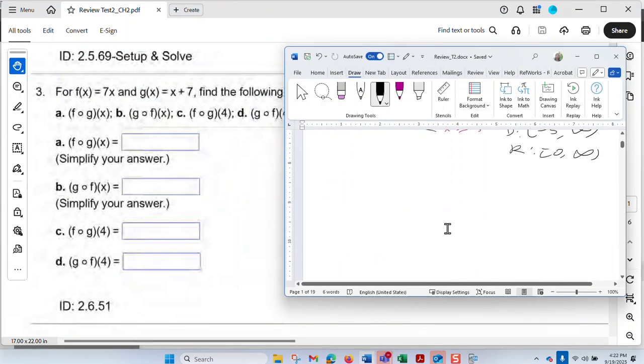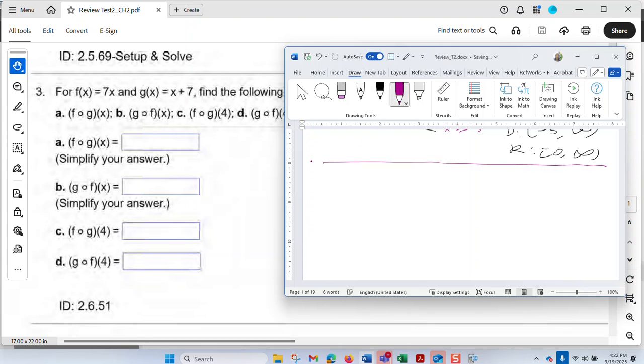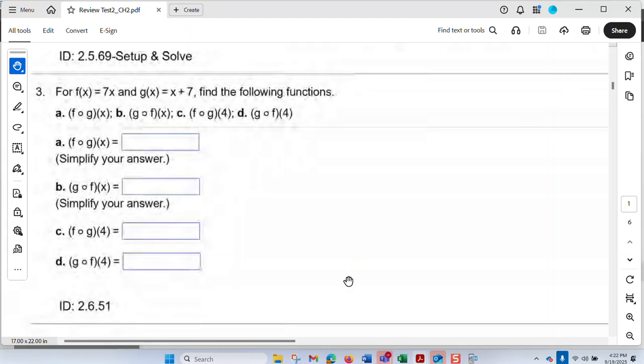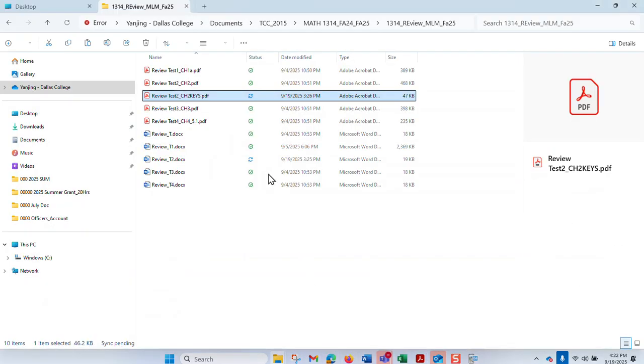I don't know how many of you got to 2.6. Did any one of you start 2.6 in this case? Okay, I didn't hear anything. Maybe people have not gotten to 2.6 yet.